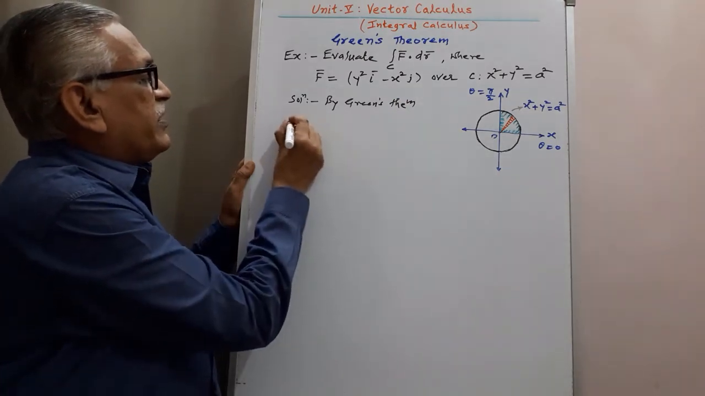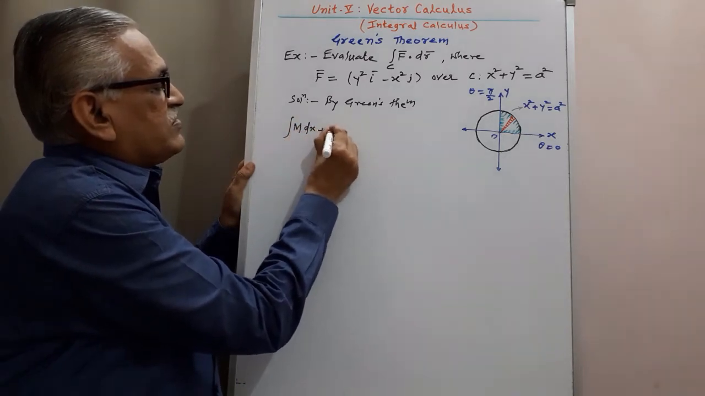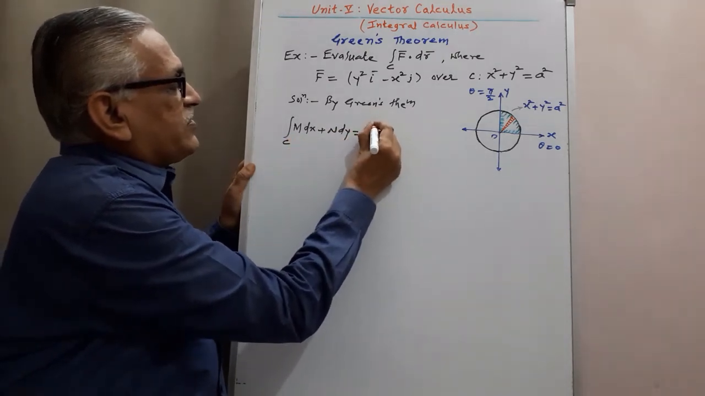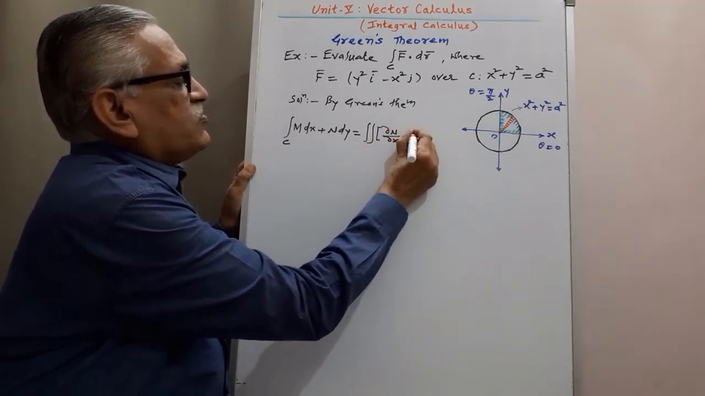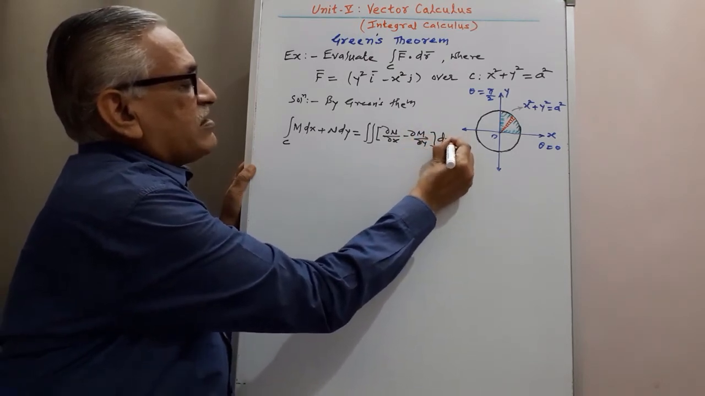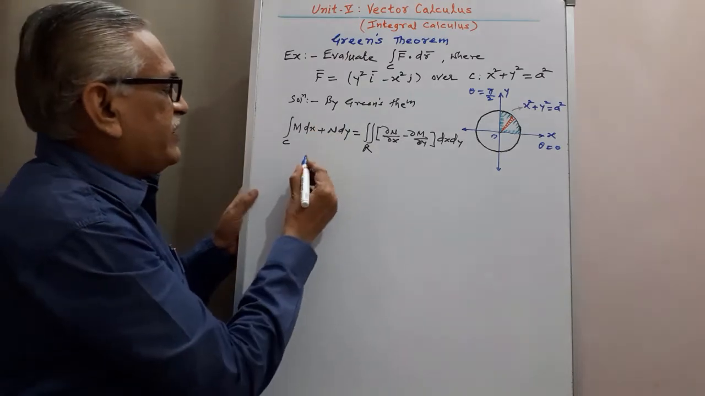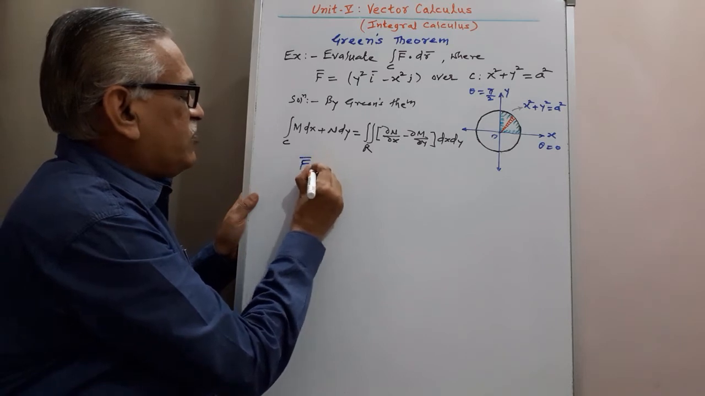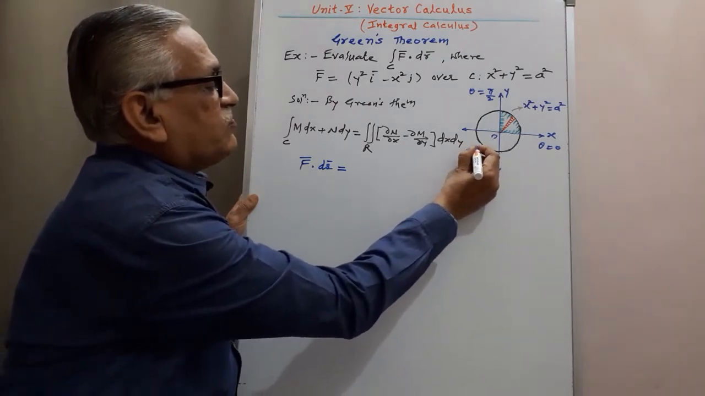we have integration of M dx plus N dy over curve C is equal to the double integration of dou N by dou x minus dou M by dou y with respect to xy over region R, the closed region R. And here, we find the value of M dx plus N dy by performing a dot product of F bar with dr bar. We call this equation 1.